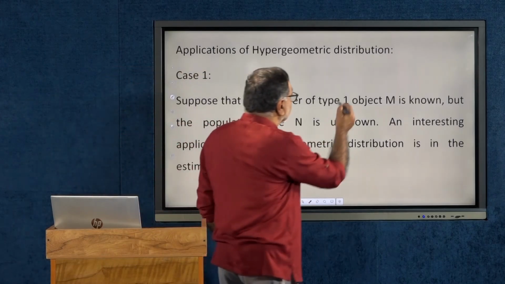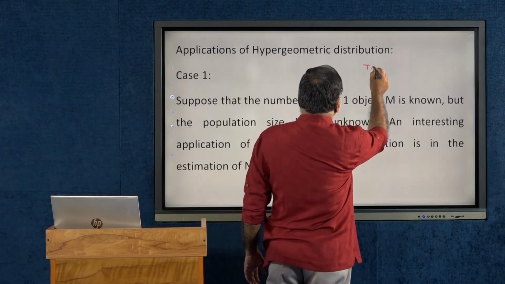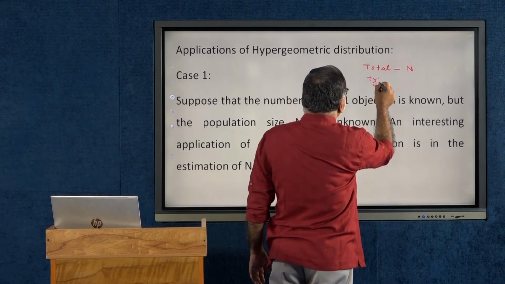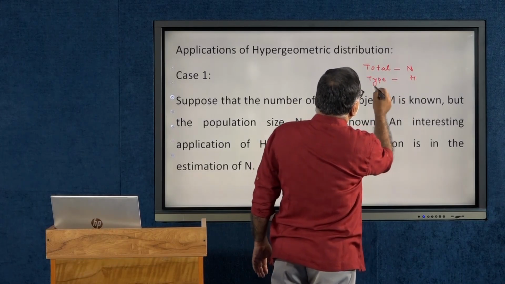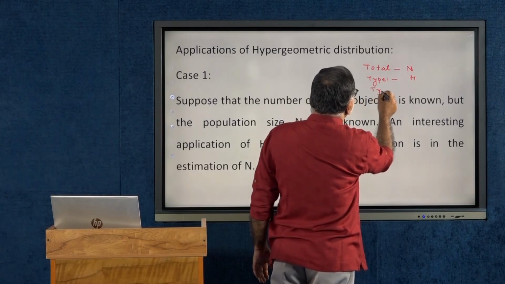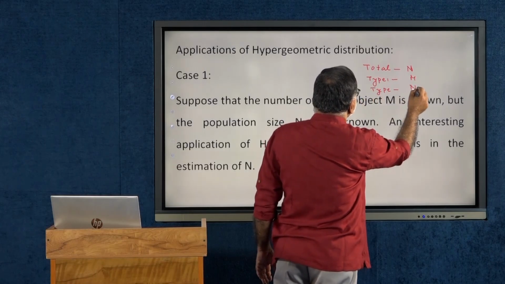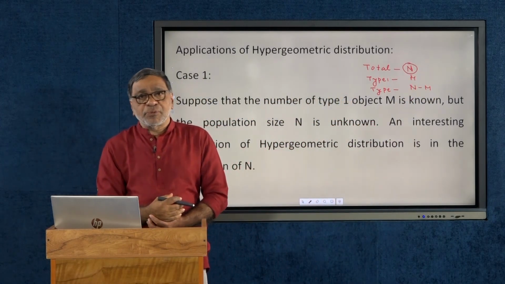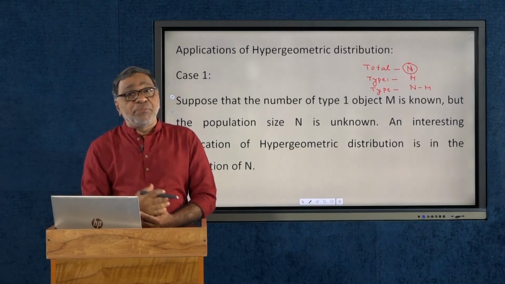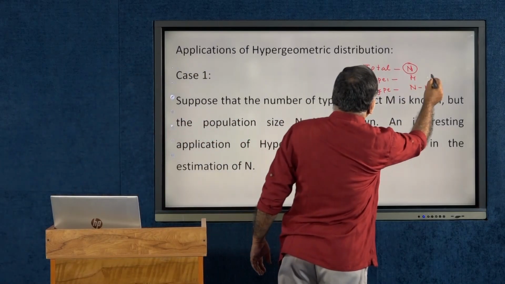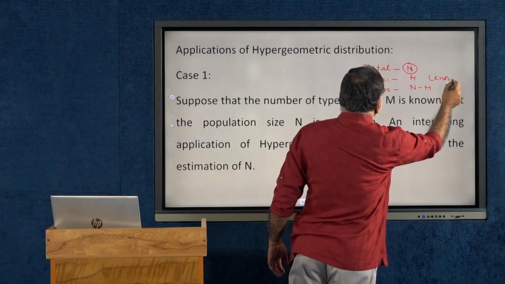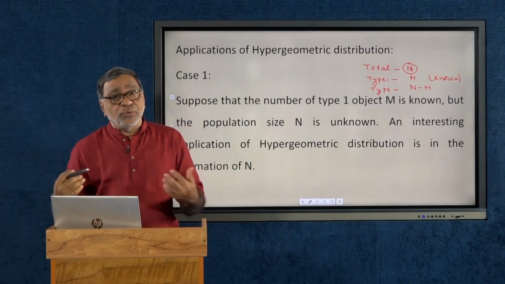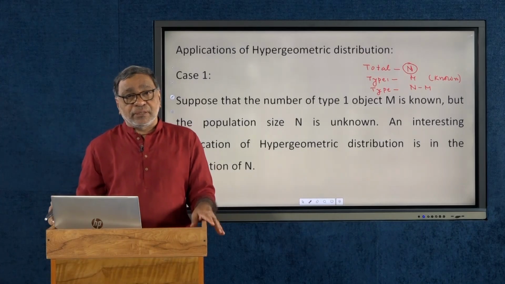Suppose we have the total items N, type 1 items M, and type 2 items N minus M. And suppose N is unknown to us. Suppose the number of type 1 objects M is known to you. If it is known, how do you estimate the value of capital N?